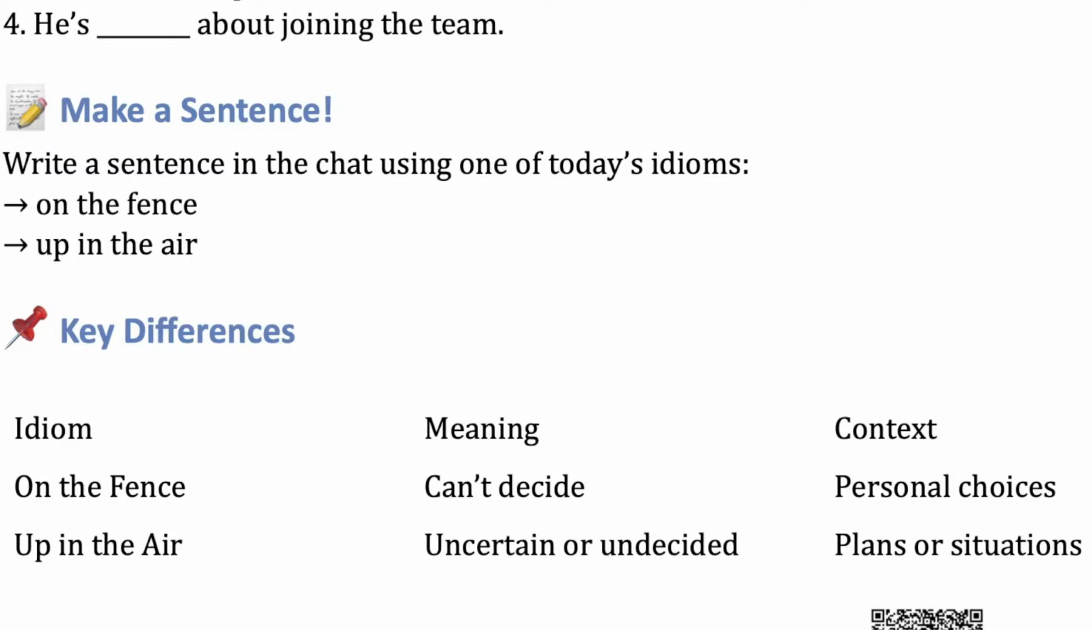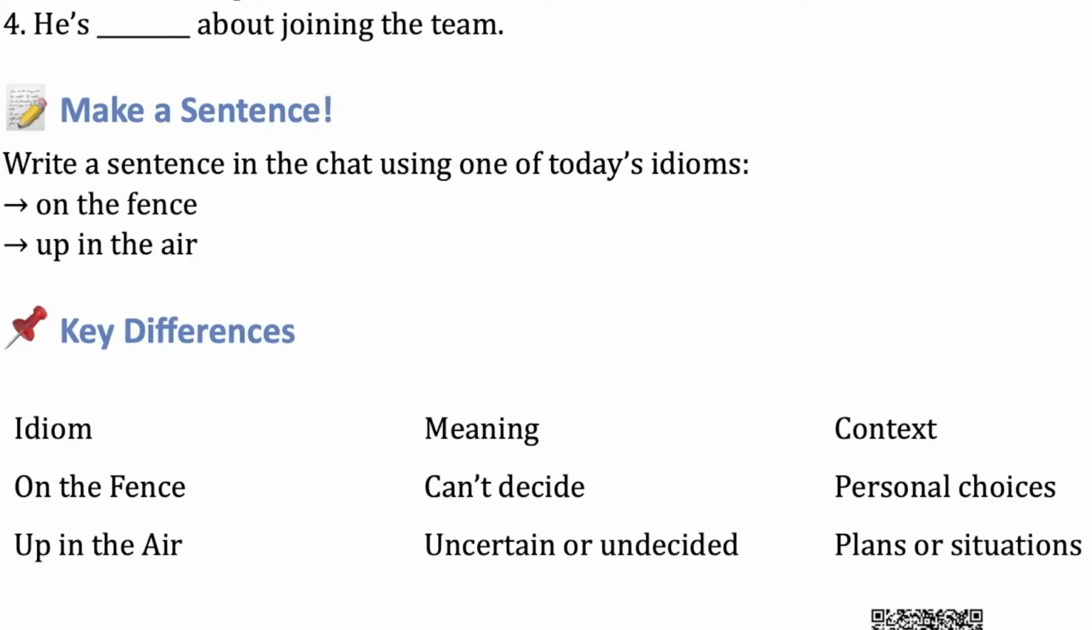So we want to see your sentences using on the fence and up in the air. And I'll give you a few minutes to get your sentences in the chat, and then we'll go to our next activity. Okay, Katie, she's on the fence about accepting the job offer. Very good. Right? Personal choice.